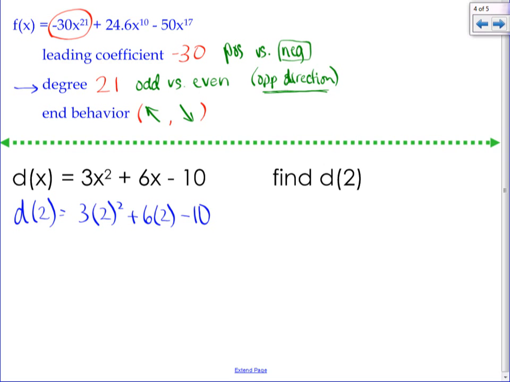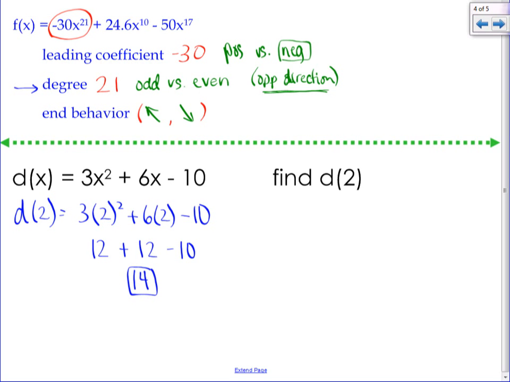Okay, so let's do this in our heads here. We got to do exponents first. So we've got 2 squared, which is 4, times 3, 12, plus, here's 12, minus 10, gives us what? 14? Questions?